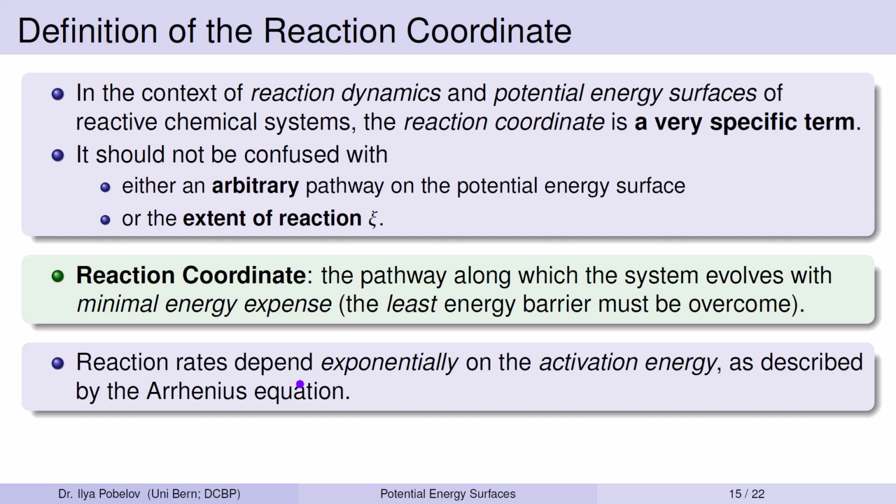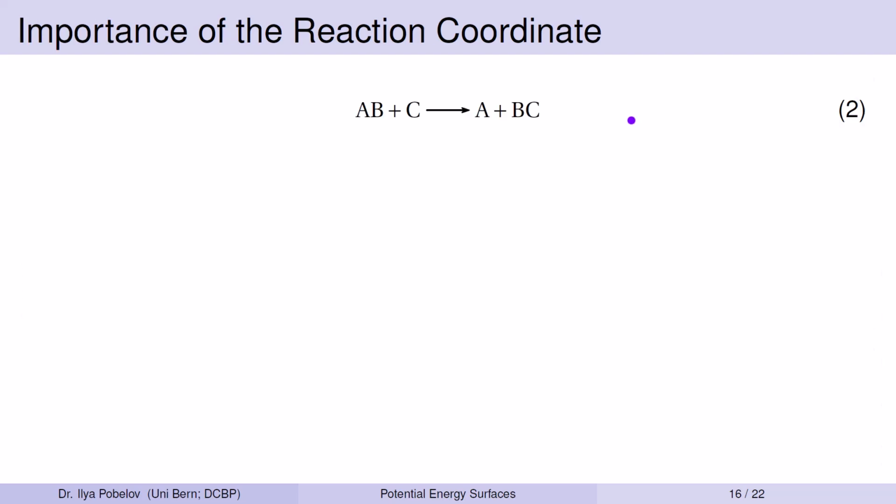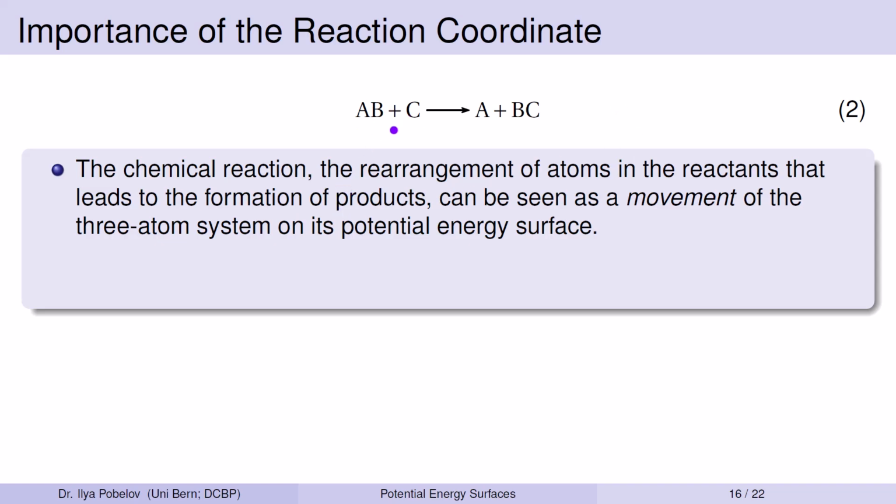Since reaction rates depend exponentially on the activation energy, as described by the Arrhenius equation, the pathway with the lowest energy barrier is the most probable. Let us return for a moment to our example reaction and consider the meaning of the reaction coordinate for it. The chemical reaction, the rearrangement of atoms in the reactants that leads to the formation of products, can be seen as a movement of the three-atom system on its potential energy surface.